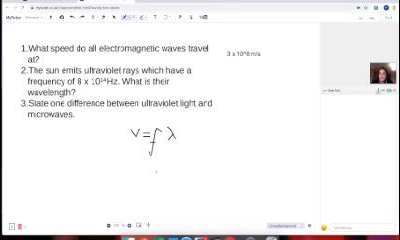You could also talk about the energy difference between ultraviolet light and microwaves. So gamma rays have the highest energy and radio waves and microwaves have the least energy. So because ultraviolet is on the same end of the spectrum as gamma rays, we know that it has a much higher energy than microwaves do, which are on the other end of the electromagnetic spectrum.